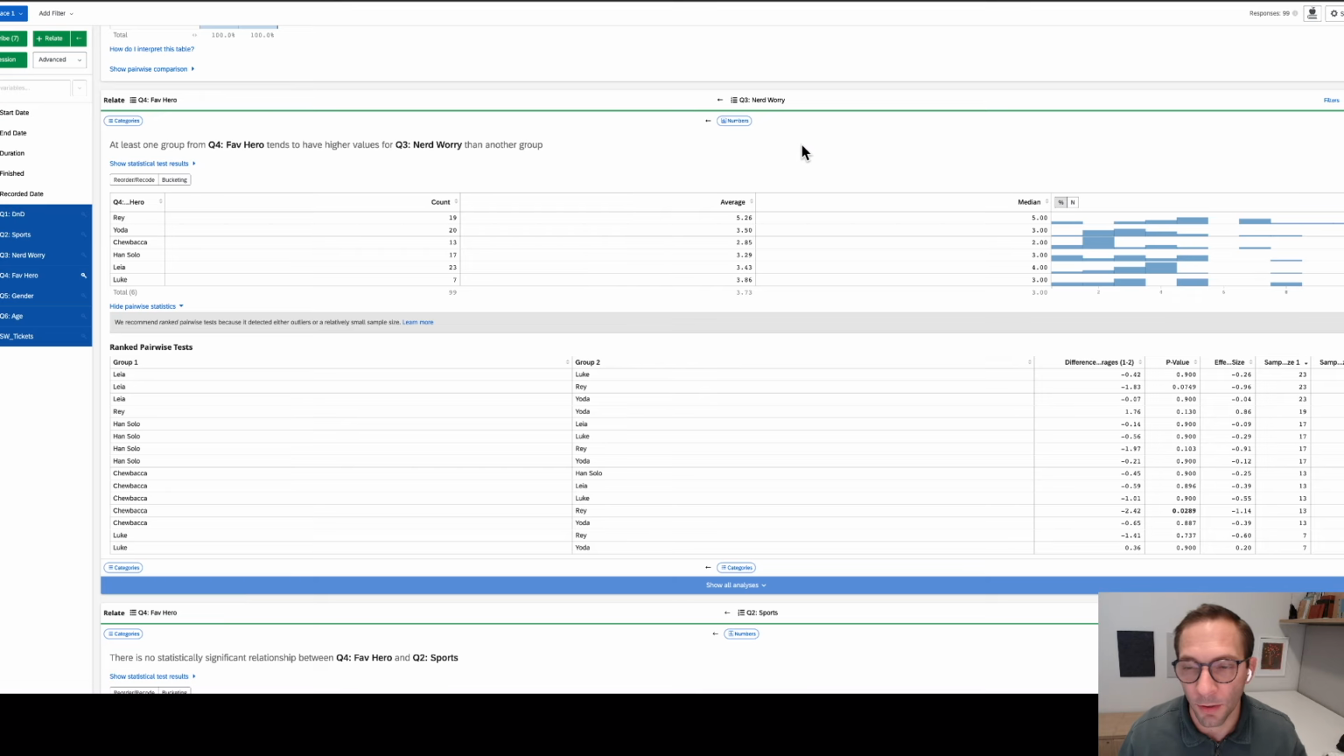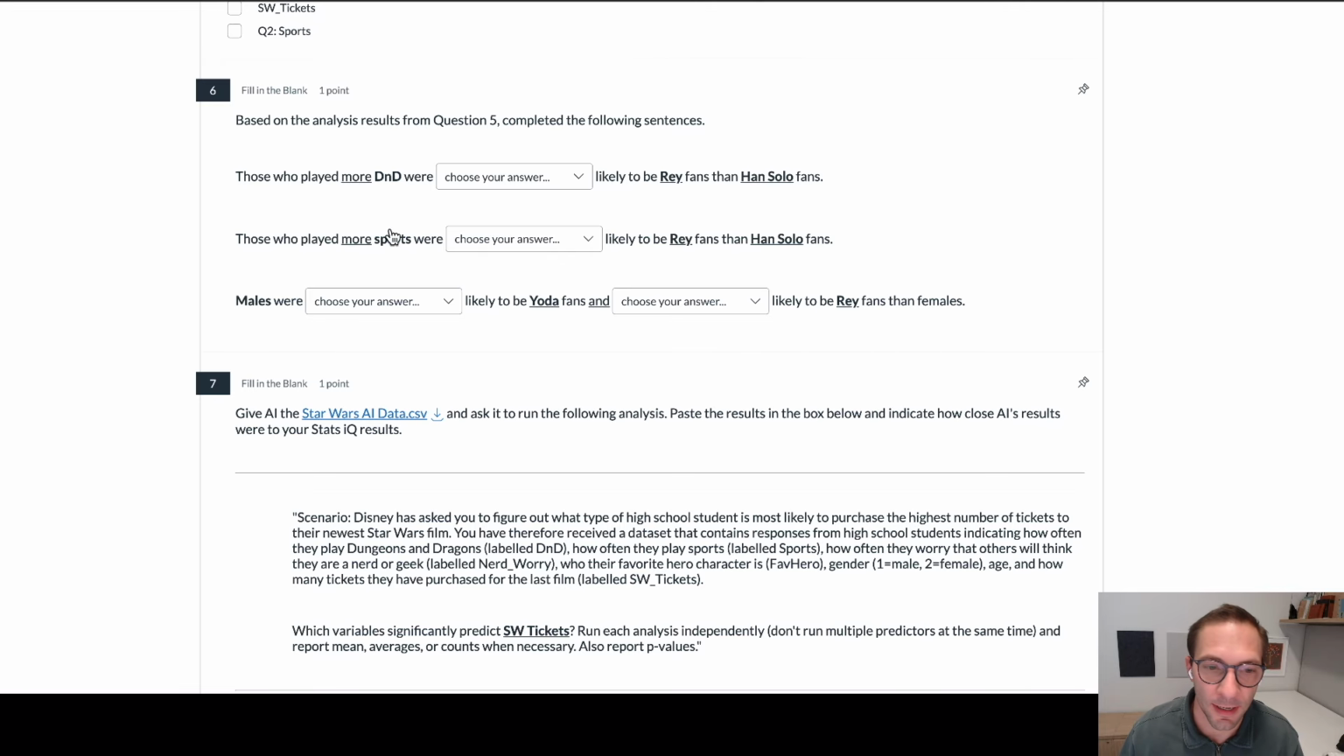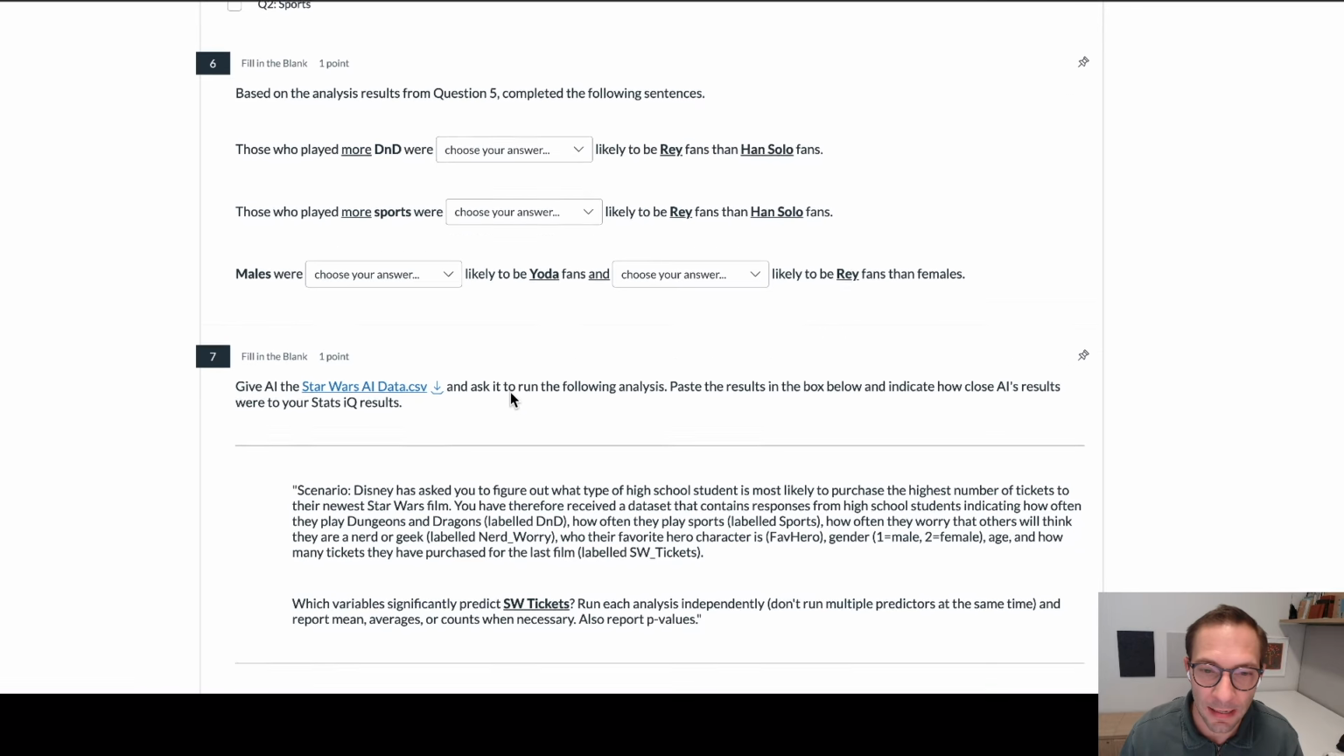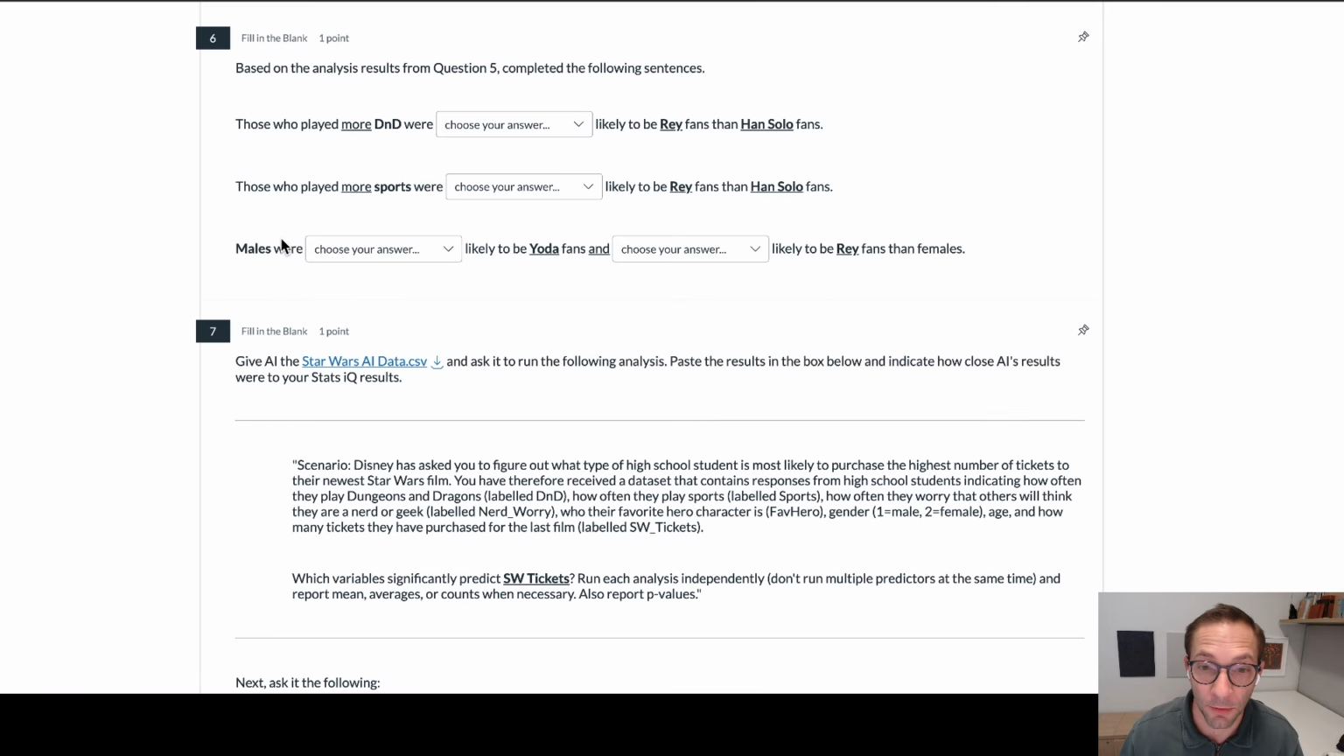And the more that they're worried about being nerds, the marginally more likely it is that they're Ray fans versus Leia fans. But Nerd Worry didn't really predict the differences between Yoda fans and Chewbacca fans, for instance, because that p-value is not significant. We couldn't predict whether they were Yoda or Chewbacca fans based off Nerd Worry. So that should give you enough context for this one as well. Now we're looking at gender.